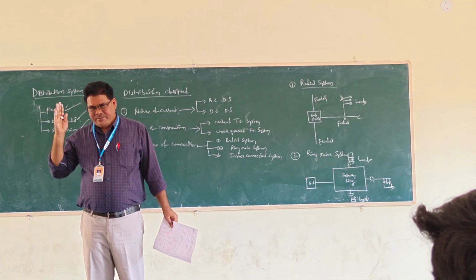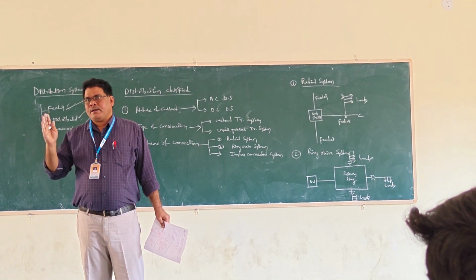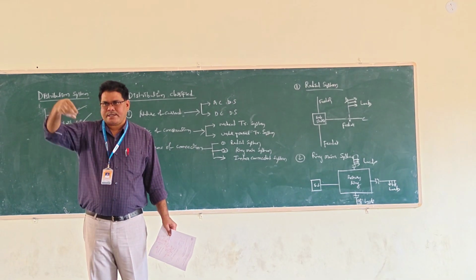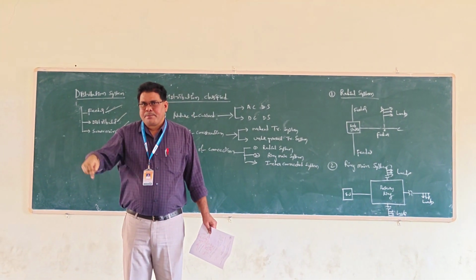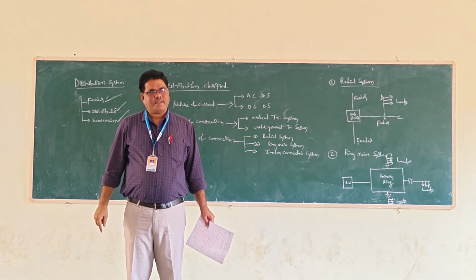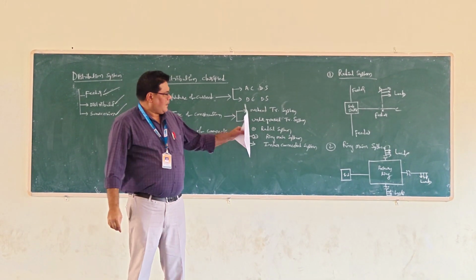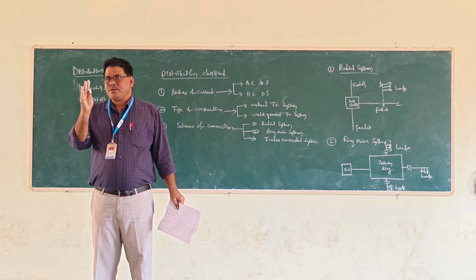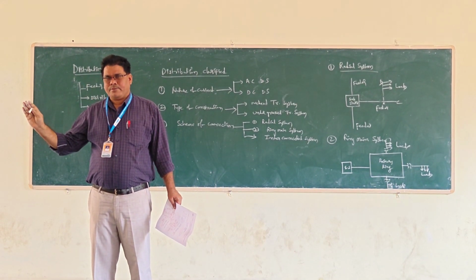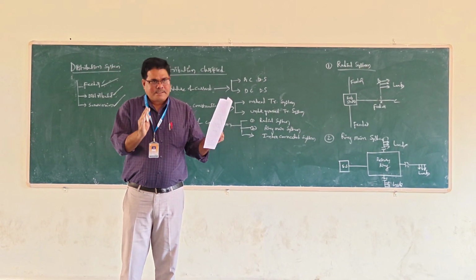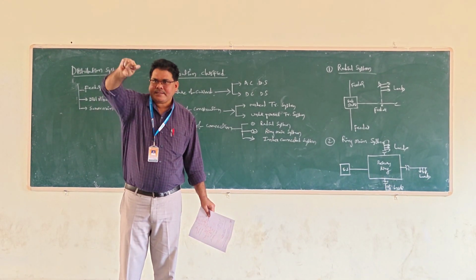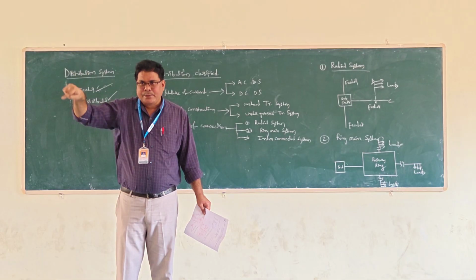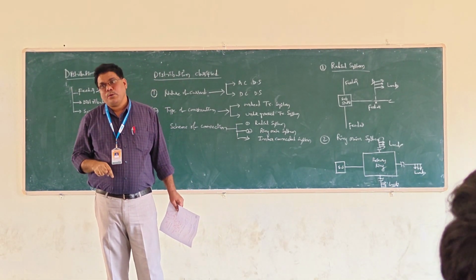Suppose if any village fault occurs, only that village's fault is isolated. The remaining continuity of supply is taken from other villages. So compared to radial, in the ring main system the continuity of supply to the consumer is taken from it. It is connected to a single substation, but different areas are interconnected. Different areas are connected in a ring shape, or a loop shape.